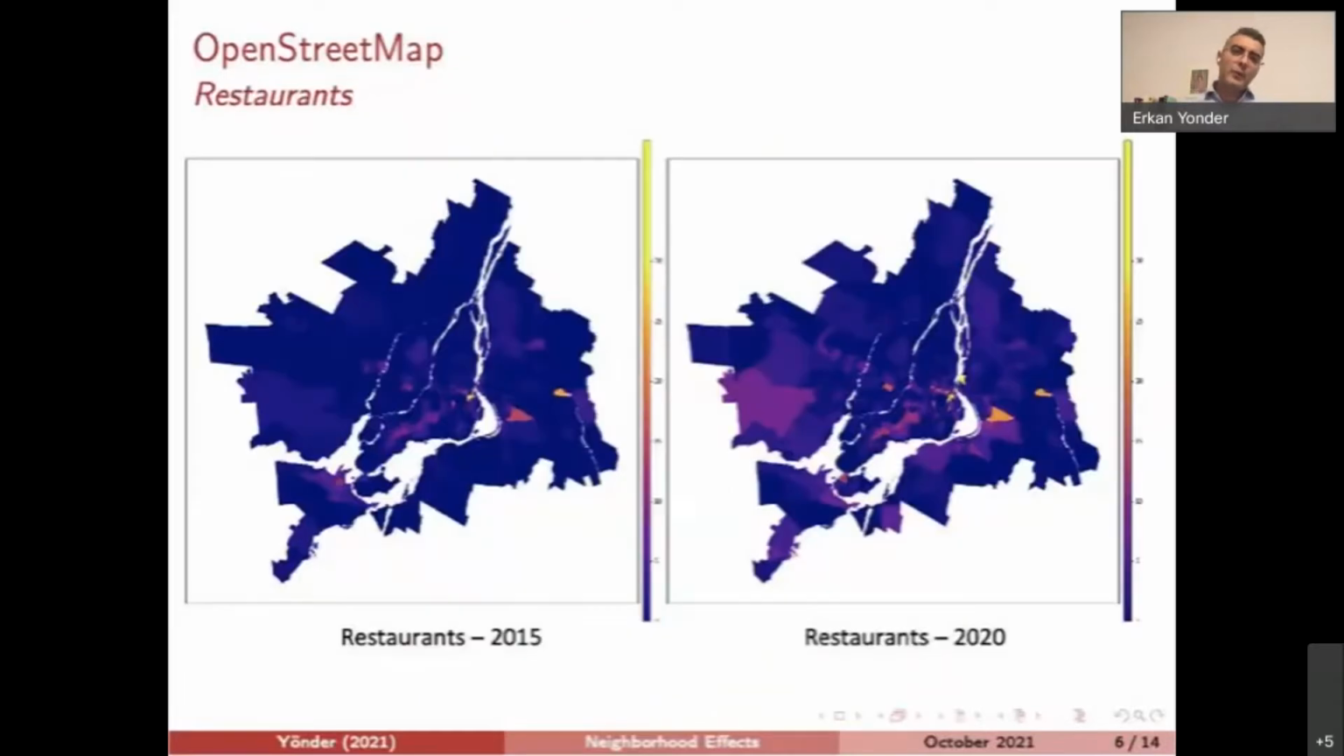This is another example from OpenStreetMap. For instance, this shows the change in the restaurants in the Montreal area. So we see that some places have more restaurants over time. So we can track all of these improvements and benefit from this information, and of course for the other amenities as well, and improve our prediction accuracy.